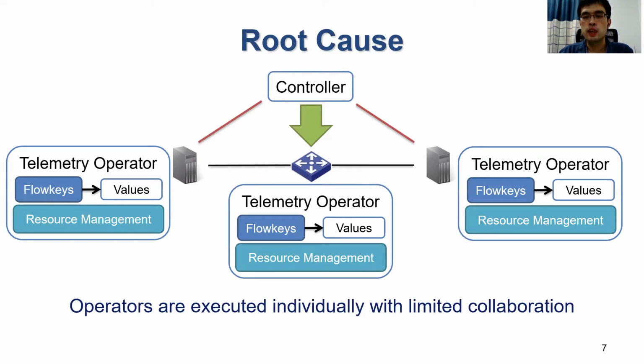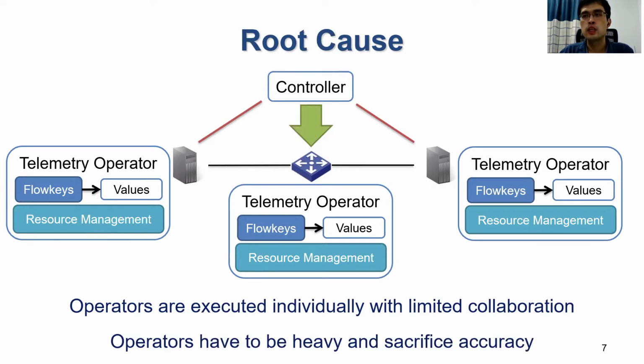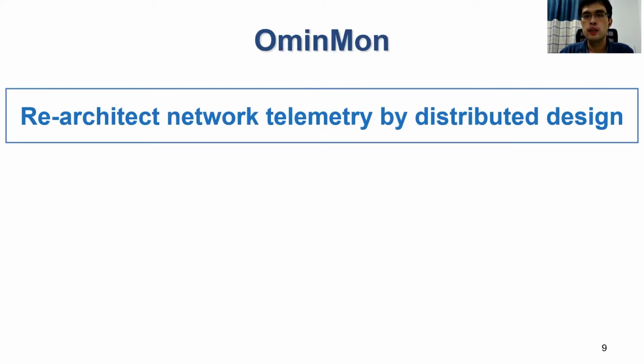In this case, the operator in each device has to contain complete functionalities, including flow key extraction, value updating, and resource allocation. This makes the operators very heavy, so they have to sacrifice accuracy to fit the resource limitation of the devices. These observations motivate us to optimize the two design choices in existing solutions: heavy individual operators and limited collaborations. In this paper, we present OmniMon to achieve both resource efficiency and full accuracy.